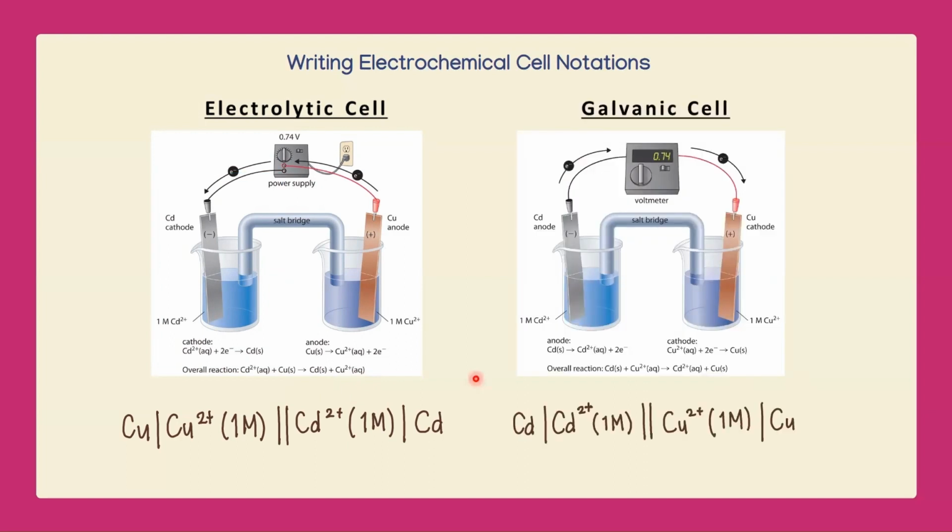Here we could see the difference in how we write these cell notations. So it is important to write the cell notations properly, especially if chemists are planning to make an electrochemical setup in the laboratory. With properly written cell notation, we are able to identify how electrons should flow.